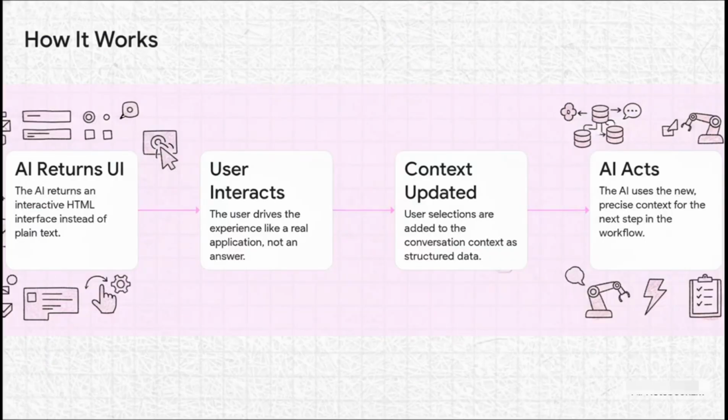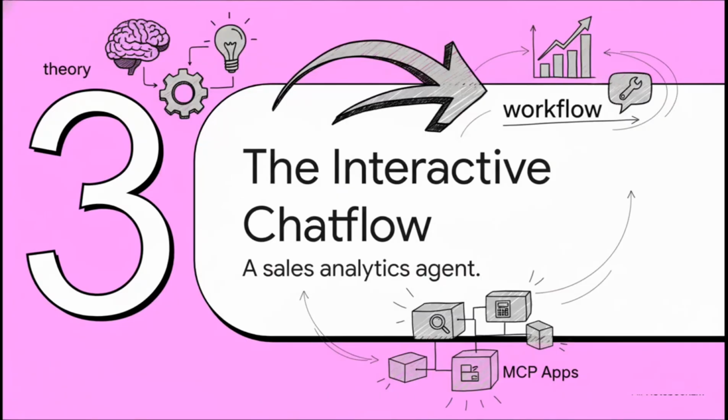Let's break this down step by step. It's actually pretty simple. First, instead of just text, the AI sends back an actual app, an interactive UI. Second, you work with that UI right there in the chat. You fill out a form, you select options, whatever. Third, and this is key, your actions seamlessly update the chat's memory with perfect structured data. And finally, the AI uses that perfect context to nail the next step. No more guesswork. Okay, enough theory. Let's actually see this thing in action.